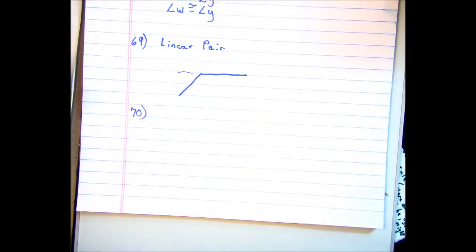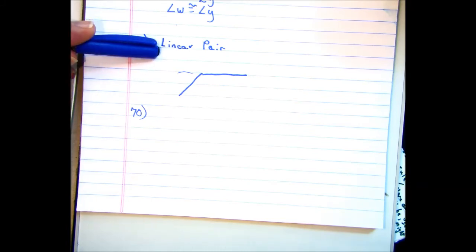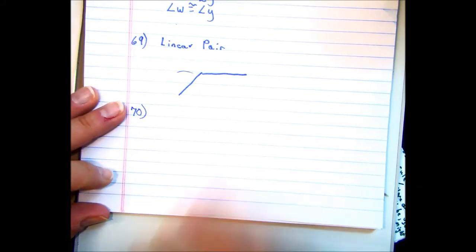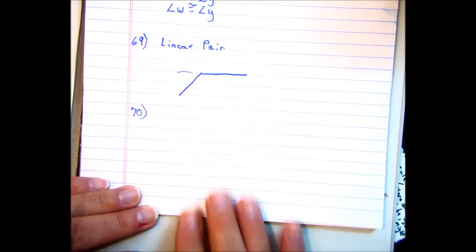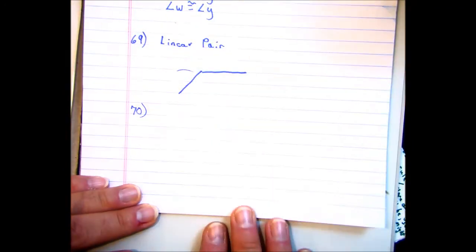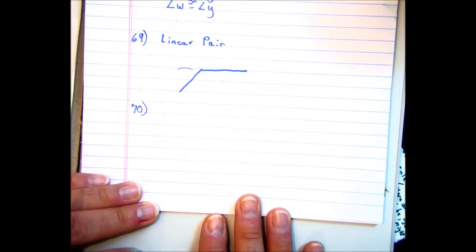So you've got supplementary, complementary, then of course linear pair. So these things are used over and over again. Hopefully you understand why that vocab is that important.